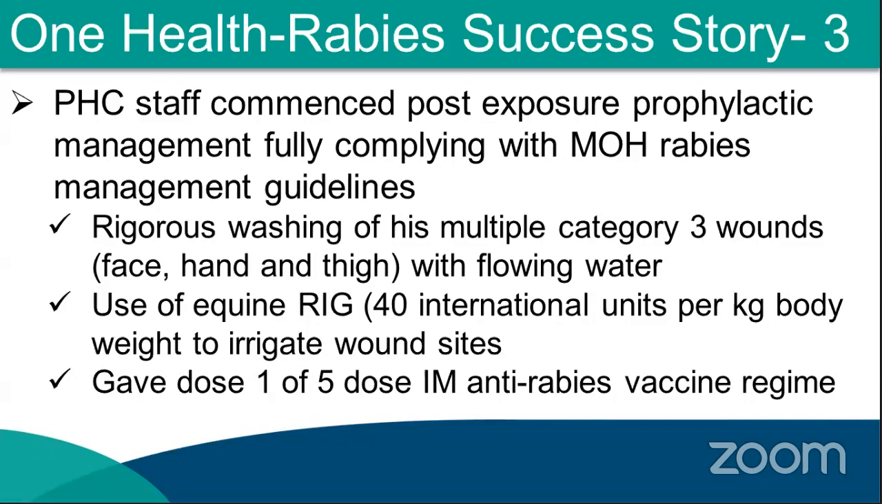Rigorous washing of his multiple category 3 wounds, face, hand, and thigh, with flowing water. And they used the equine rabies immunoglobulin, 40 IU per kg body weight, to irrigate the wound sites. And they started him on the first dose of the 5-dose IM anti-rabies vaccines, which we still use in Saudi Arabia. In the US, I think Charles mentioned it, it's 4. And the new regimes by the surge of WHO also recommend 4, and other shorter doses by intradermal route.